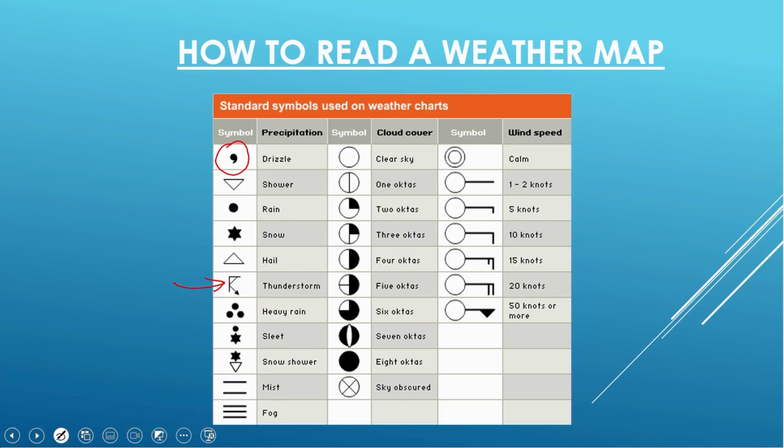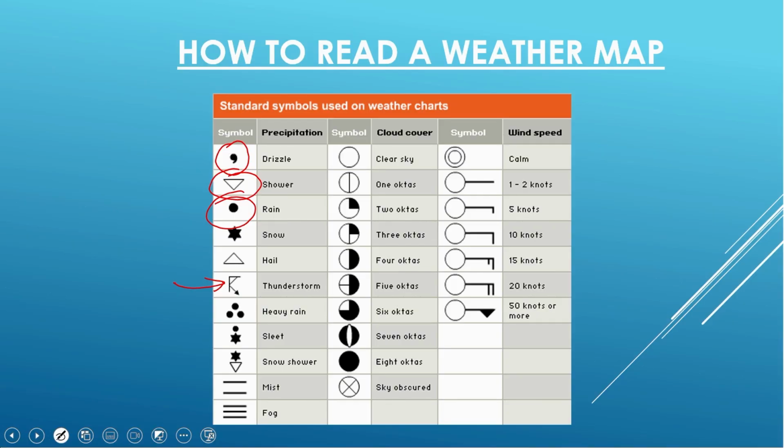Look at this one. Looks like a fat comma. We call that a symbol for drizzle, okay? Very light precipitation for drizzle, okay? And look at that. Triangle pointed downwards. The apex is pointing downwards, okay? So there's the shower. Look at that. One dot. That is for rainfall, okay? Rainfall. This one you get, but it's not very regular. That's for showers. And this one here, put in reverse, the apex pointing upwards. That is your hail, okay?